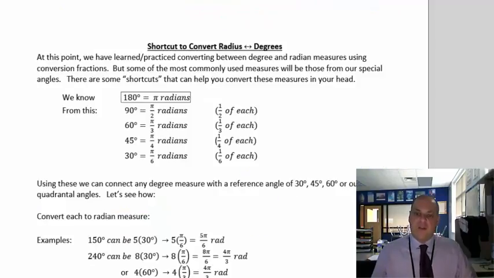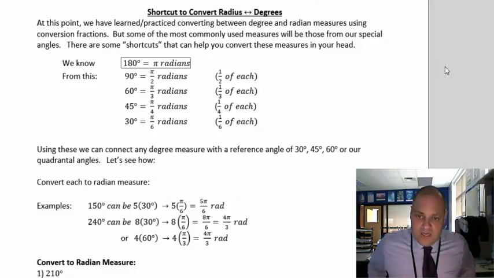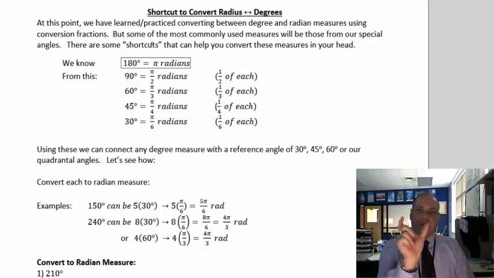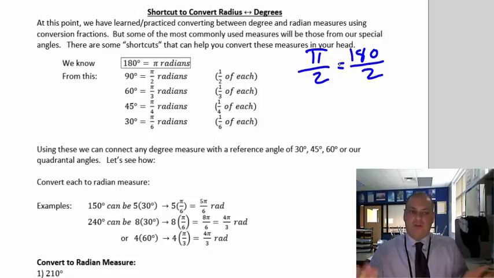And then the last thing in our video today is a shortcut to convert from degrees to radians. So here's what we know. We know that 180 is pi radians. We're going to base everything off of that. That's what we learned earlier in this video. 180 is pi radians. So that means that 90, which is half of 180, must be pi over 2, pi divided by 2. Doesn't that make sense? You just divide both of them by 2. If I divide 180 by 2, I get 90. If I divide pi by 2, I get pi over 2. I can't do anything else.